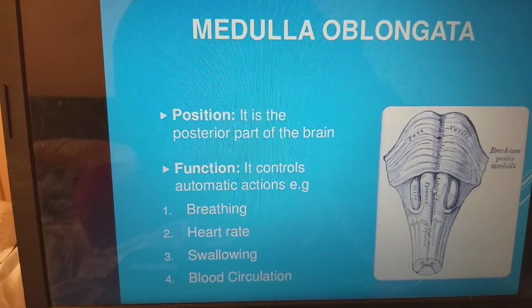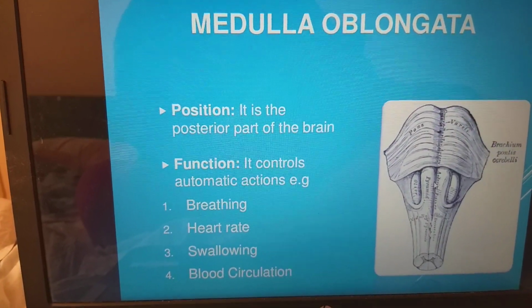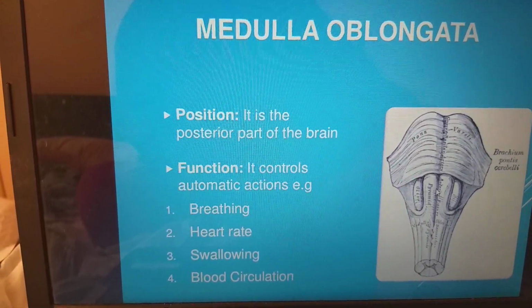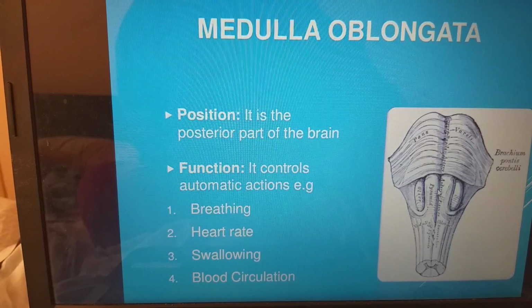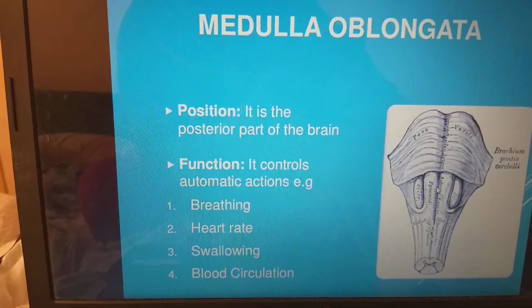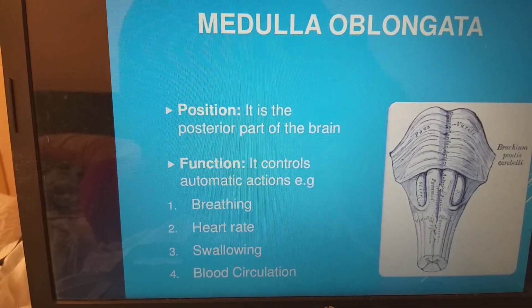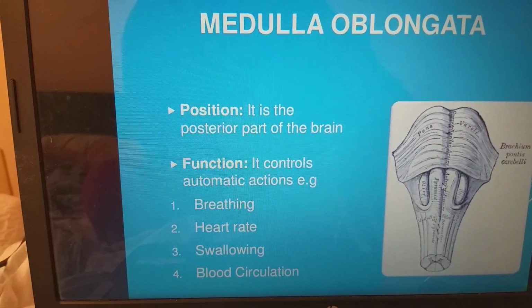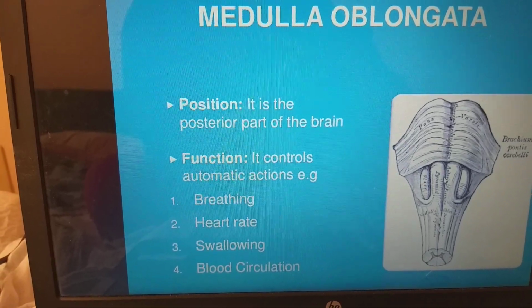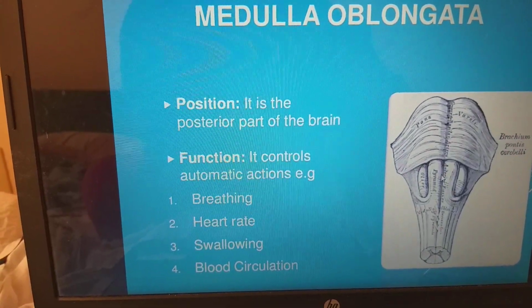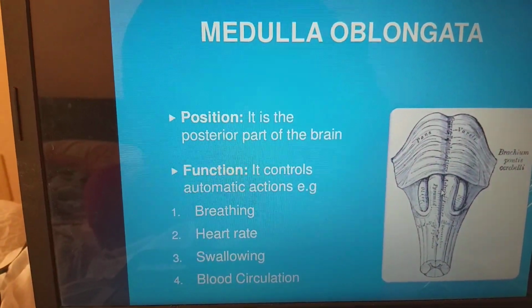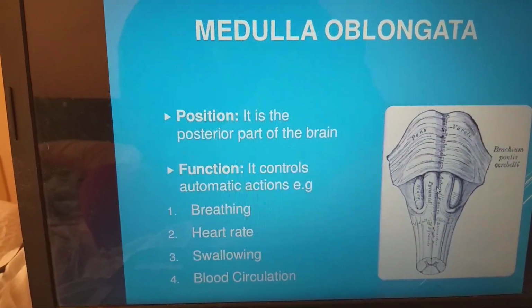Next, medulla oblongata. It is present in the posterior part. Medulla oblongata will continue as the spinal cord. It controls the automatic functions, for example, breathing, heart rate, swallowing, blood circulation. If any injury or cut to this medulla oblongata happens, the person will die, because breathing, heart rate, swallowing, blood circulation are the main vitals of our body. If these vitals are absent, the person will die immediately.